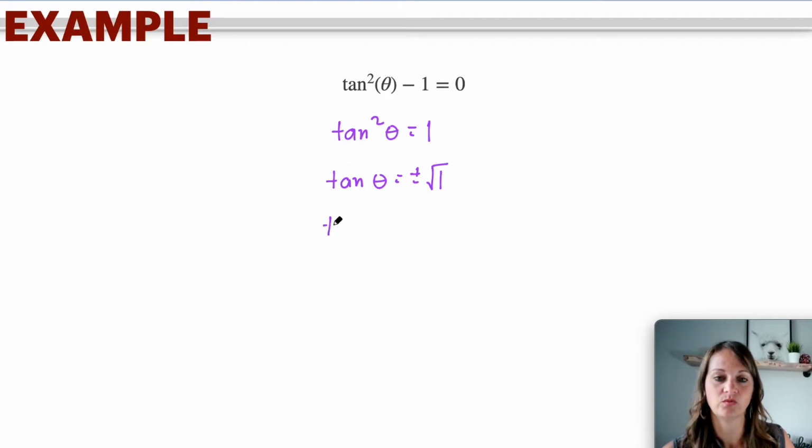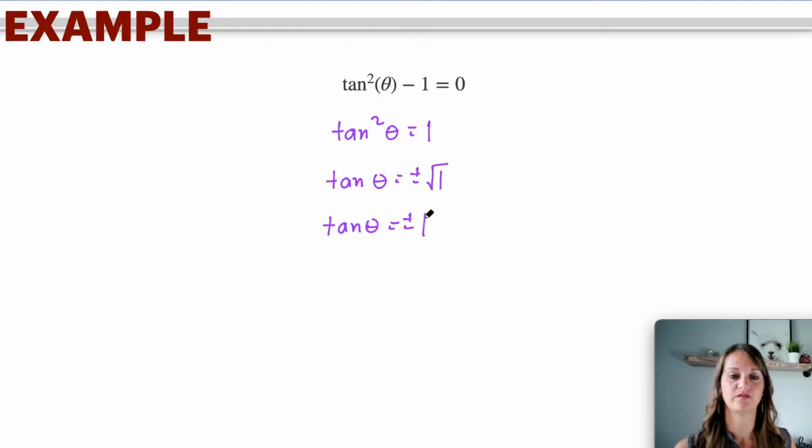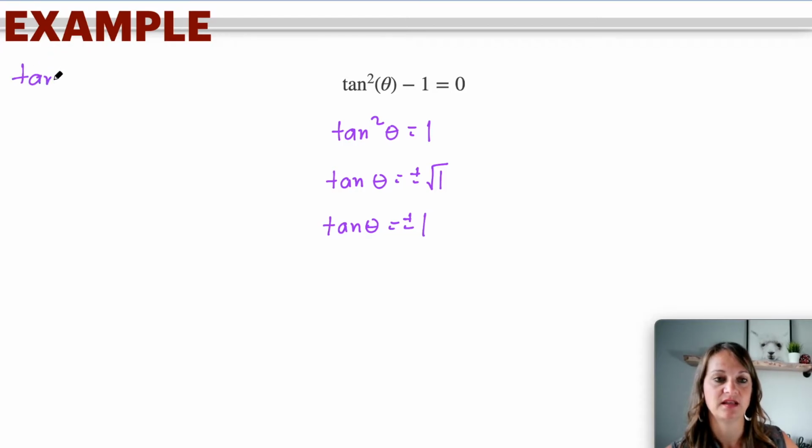And the square root of 1 is plus or minus 1. So we're looking for when tangent is a positive 1 or a negative 1. Now, if you think of tangent as a quotient, sine over cosine, in order for sine divided by cosine to equal 1, that means they have to equal the same number. And that happens when they both are square root of 2 over 2.